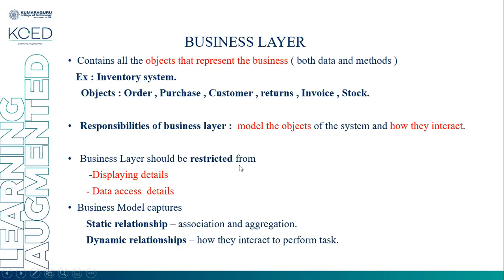The business layer should be restricted from displaying the details, that is the job of the user interface layer, and from data access, that is the job of the access layer. So both of these activities are restricted for the business layer. The business model captures the static relationships, such as association and aggregation, and the dynamic relationships, how the objects interact to perform a task.